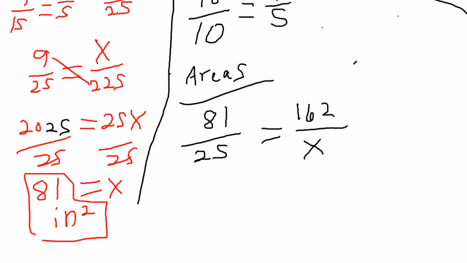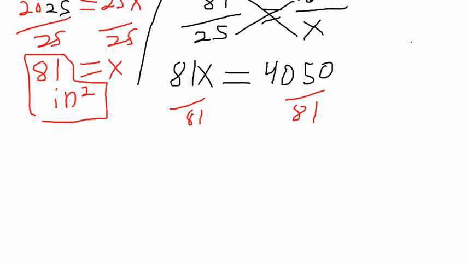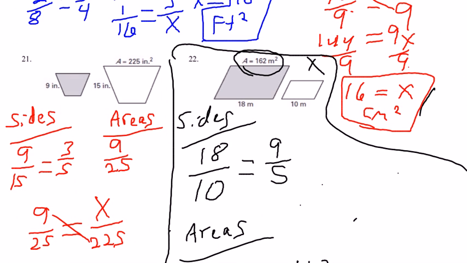So cross multiplying, I'll have 81 times x. And when I cross multiply the other side, I got to type that in. 25 times 162, I get 4,050. Divide both sides by 81. 4,050 divided by 81 is 50. So our unknown area is 50 square meters. And just make sure that makes sense.